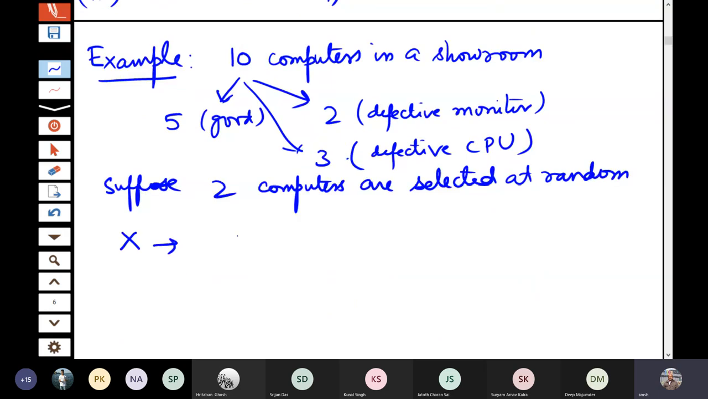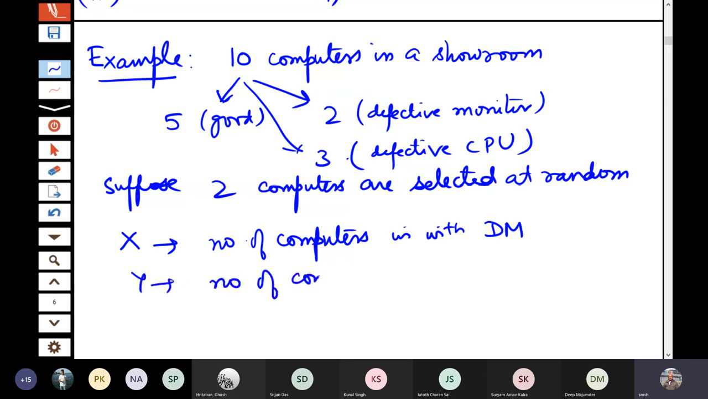I define x as the number of computers with defective monitor, and y as the number of computers with defective CPU. So I just put DM, DC. What is the probability distribution of xy?